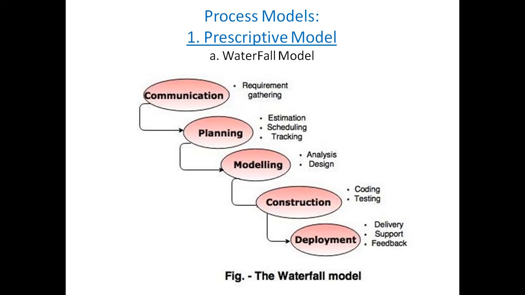First one in prescriptive model is nothing but the waterfall model. So waterfall model is the simplest model of all other models in software engineering, which includes the stages like communication, that is nothing but requirement gathering from the customers, planning, which includes estimation, scheduling, tracking. Estimation we have already studied in the previous lectures, we have used the COCOMO model. Then scheduling, that is which task in the development should have how much time for its completion.